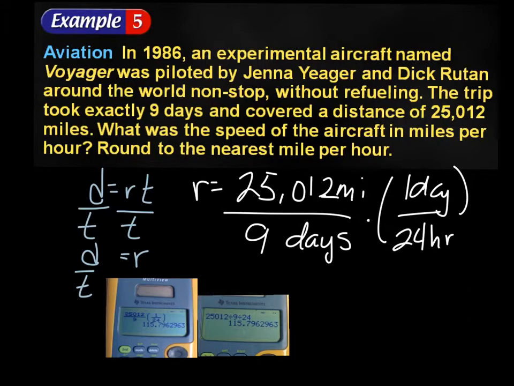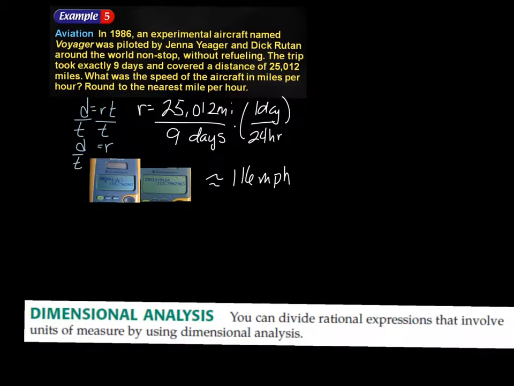And we can type that in the calculator either using the fraction button, so it looks just like it did on the screen here, or we can just use divides like we used in the old days before we had this cool fraction button. And either way, we get about 116 miles per hour. You can divide rational expressions that involve units and measure by using dimensional analysis.